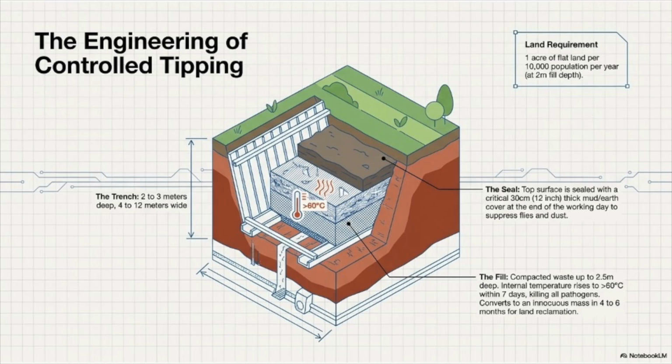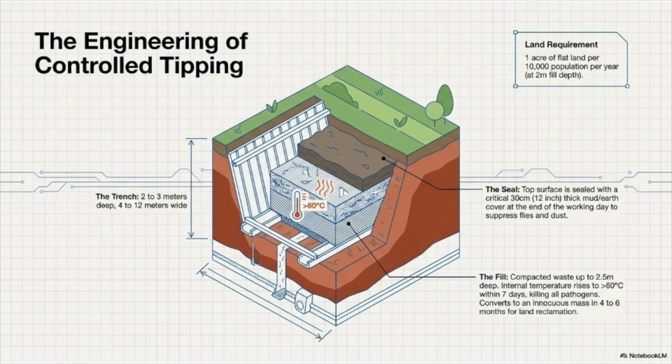The process begins with digging a trench that is 2 to 3 meters deep and 4 to 12 meters wide. Waste is deposited into this trench and compacted layer by layer, and the fill is built up to a depth of up to 2.5 meters. As the waste sits inside this trench, natural bacterial and biological activity begins to generate heat. Within just 7 days, the internal temperature of this compacted waste rises above 60 degrees Celsius.